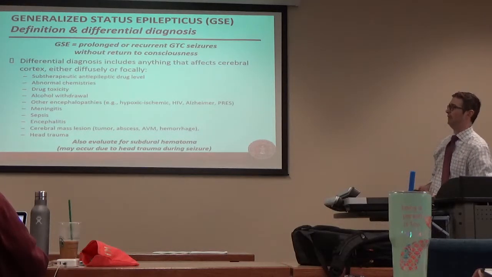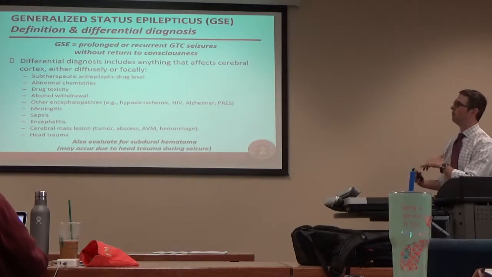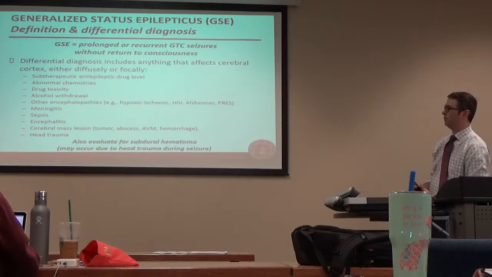AVM is arteriovenous malformation, which is just a bundle of high-pressure arteries connected to low-pressure veins without the pressure decrease via the capillaries in between, and head trauma.